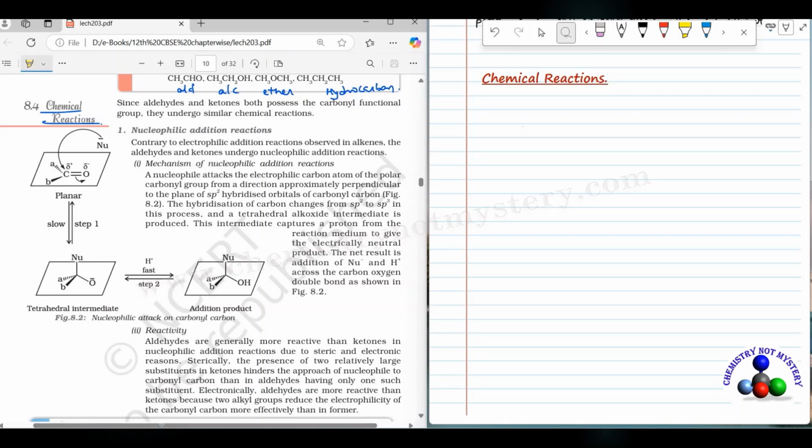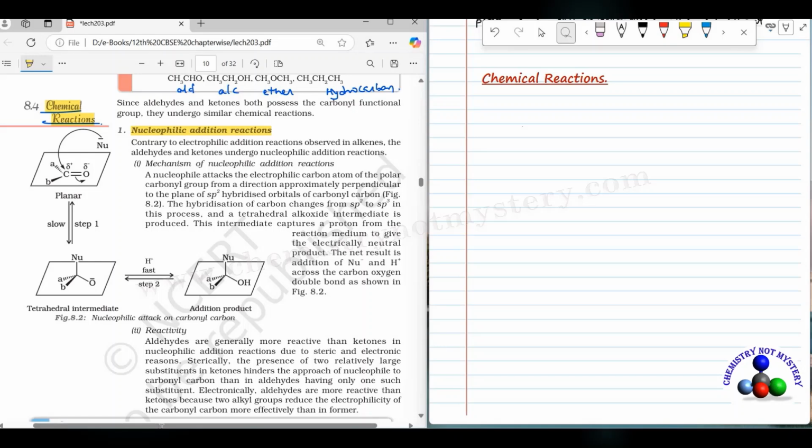Today we are going to discuss chemical reactions. Since aldehyde and ketone both possess carbonyl functional group, they undergo similar chemical reactions. First type of reaction is nucleophilic addition reactions. Contrary to electrophilic addition reactions observed in alkene, the aldehyde and ketone undergo nucleophilic addition reactions.